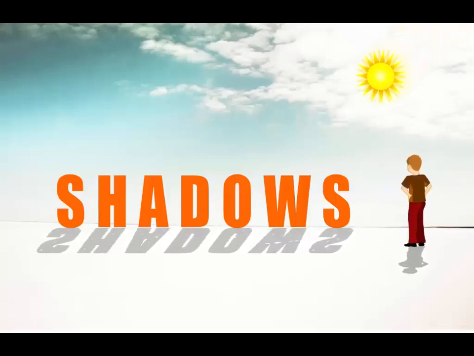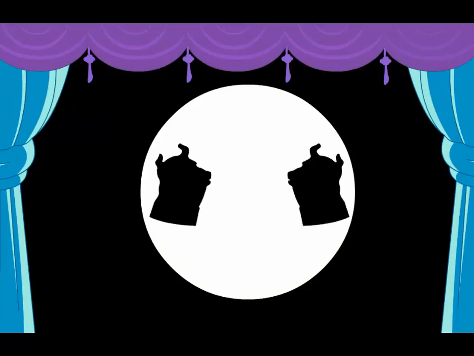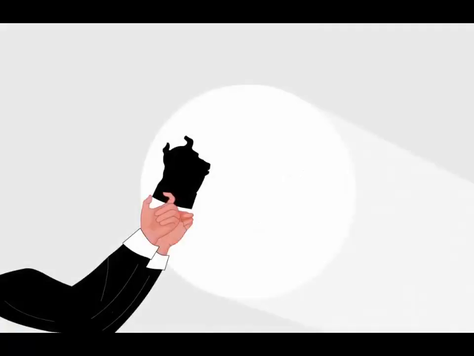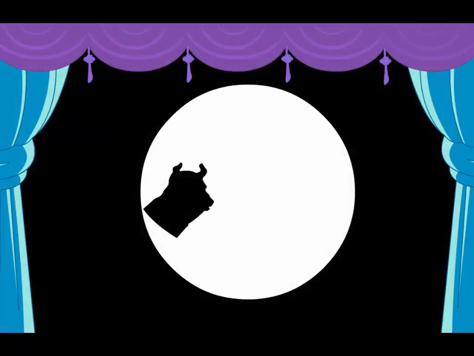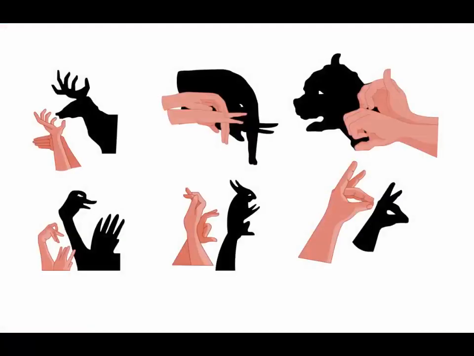Shadows. Watch this shadow puppet show. Do you want to know what's happening behind the screen? Projected on the screen is the silhouette or shadow of the hands formed when the hands obstruct the light falling on them. Thus we get the shadow puppet show. Here are some hand shadow images formed by blocking the incident light. Try them.